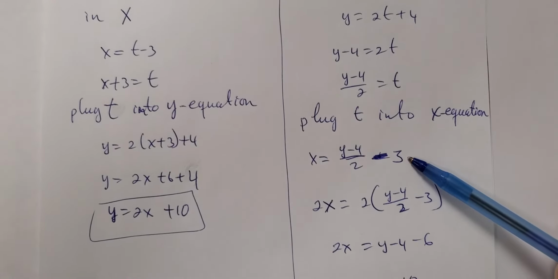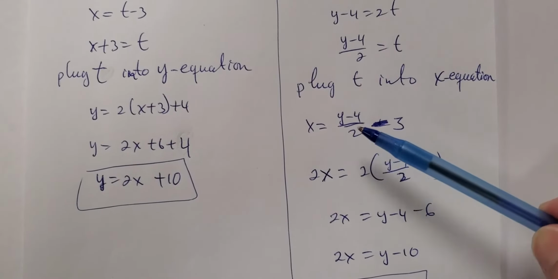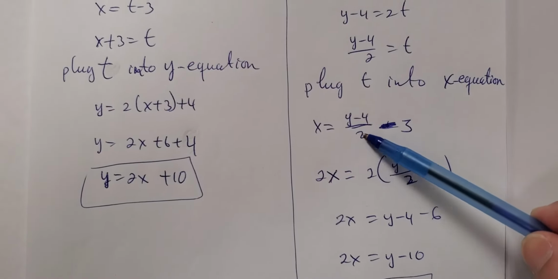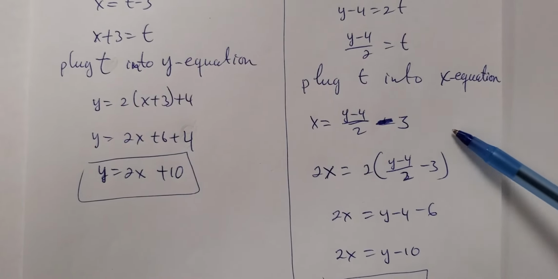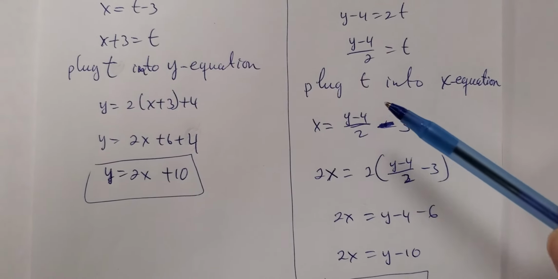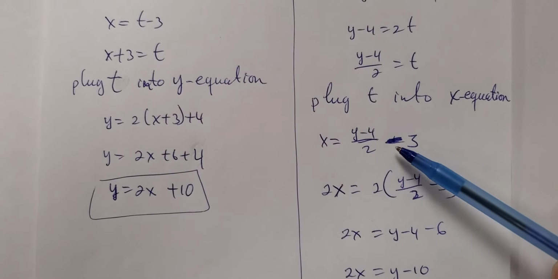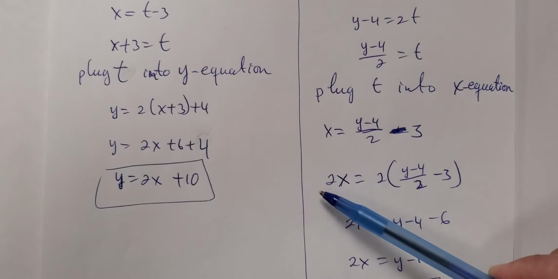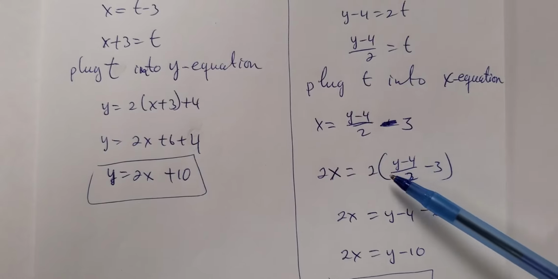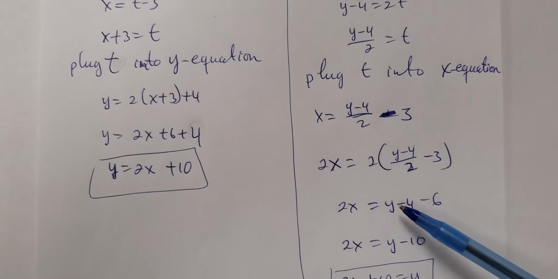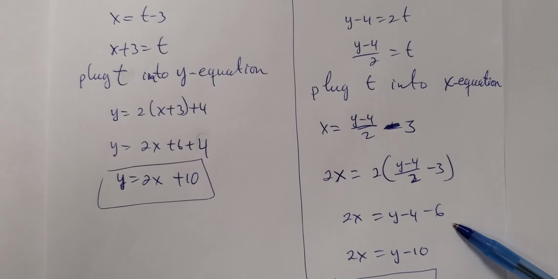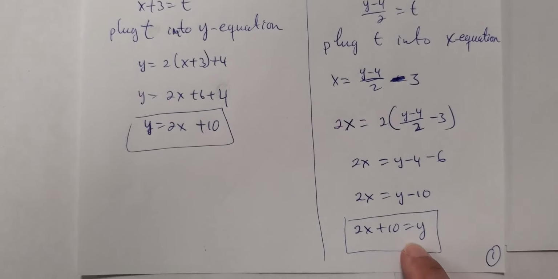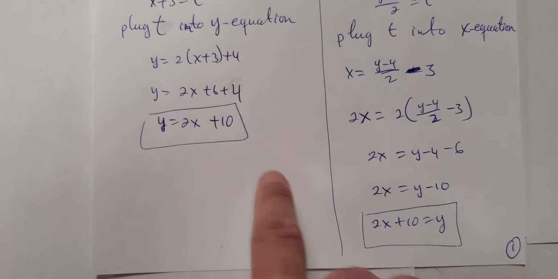Okay, don't forget the minus 3. Now I have a denominator. To get rid of the denominator, multiply by that number. Whatever that number is, multiply by that number to the whole equation. So 2 times x, 2 times the whole equation on the right. So whatever the denominator is, multiply to the left and the right. So 2 times x, and the 2 disappears, so I just have y minus 4. 2 times 3, negative 6. Okay, combine like terms, rearrange the equation, and as you can see, it is still the same equation.